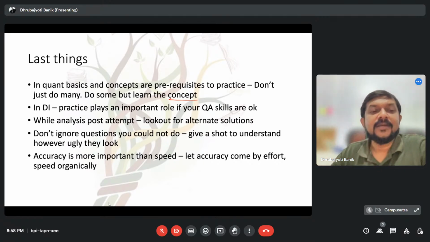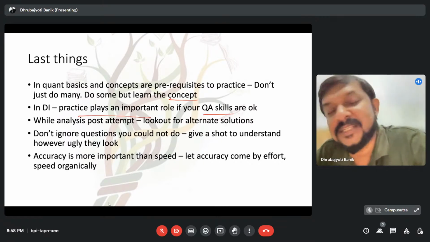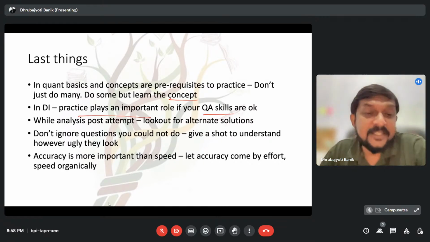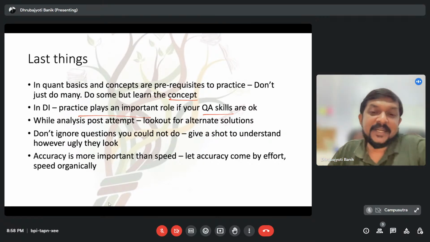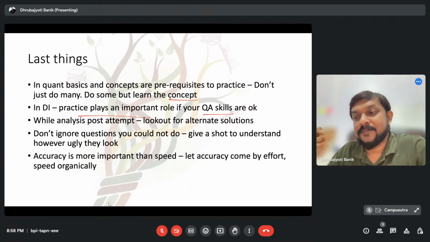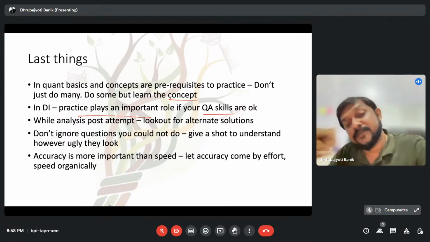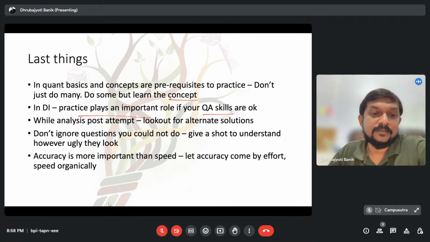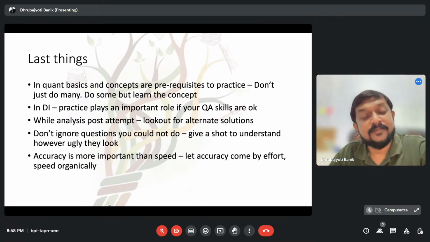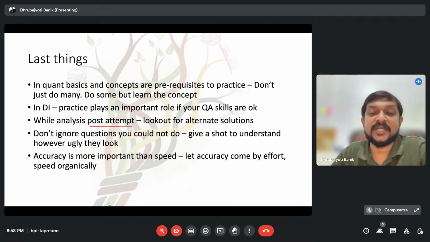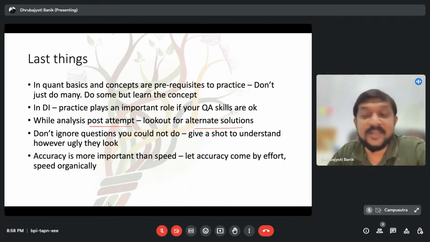Contrary to that, in DI, practice plays an important role. If your quant skills are okay, for example, if your percentages skills are okay, if your averages skills are okay, if your calculation of percentage low, percentage high, percentage growth, SAGR, CAGR is okay, then in DI, practice plays a more important role. As I said, during analysis, during attempt and post attempt, look out for alternate solutions. Very, very important for quant.